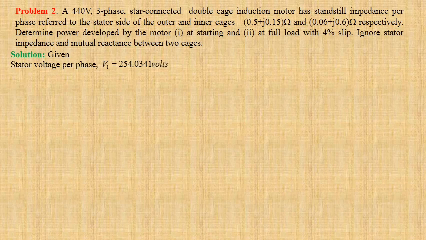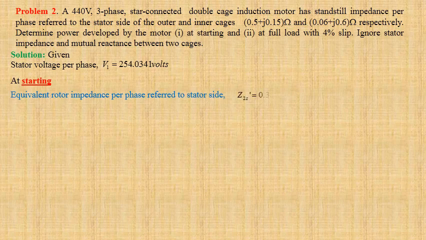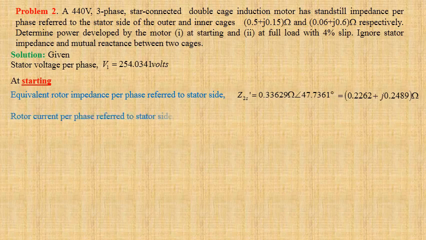254.0341 volts. At starting, we have computed equivalent rotor impedance per phase referred to stator side Z2S' equals 0.33629 ohm at an angle 47.7361 degree. This may be written in Cartesian form as 0.2262 plus j0.2489 ohm. Rotor current per phase referred to stator side I2S' equals V1 by Z2S'.